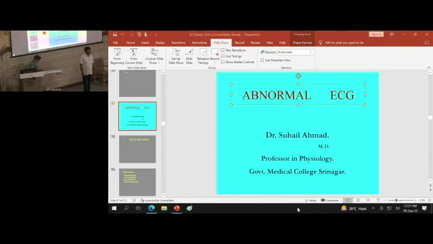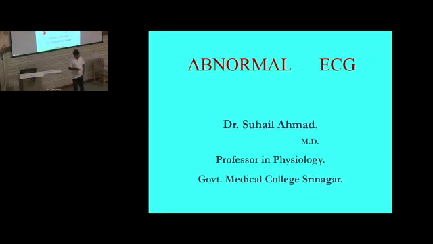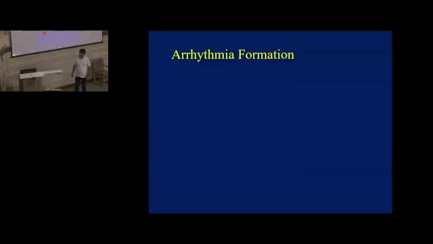Heart blocks, good. So talking about the abnormal ECG, the abnormalities can be, okay, now just focus here. The abnormalities can be arrhythmia formation. Arrhythmia means disturbance of the rhythm. It can be disturbance in rate also, there can be slow rate or faster rate, or there can be disturbance in rhythm. It can be either regular or irregular.